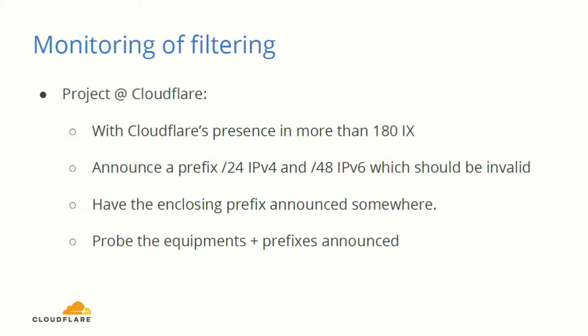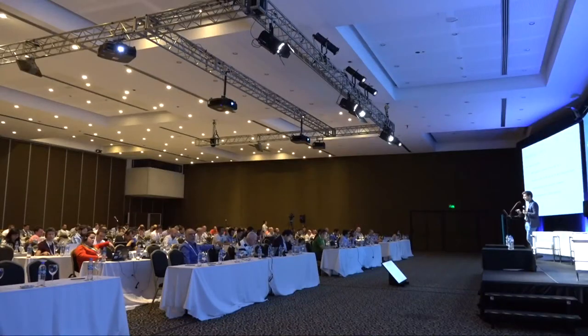Yes, and we have a project that's in the pipeline. Just announcing it: ideally, we want to test if a network is actually implementing RPKI. We want to have a /24 prefix, or /48, which is invalid, and the enclosing prefix, which is valid. The /24 is going to be announced in as many places as possible, while the /23 is going to be announced at one single place. So if you're doing RPKI validation, you're going to reject the shortest prefix, so it's going to go on the /23, which is in a different place. And this is how we could determine how many networks are doing validation.